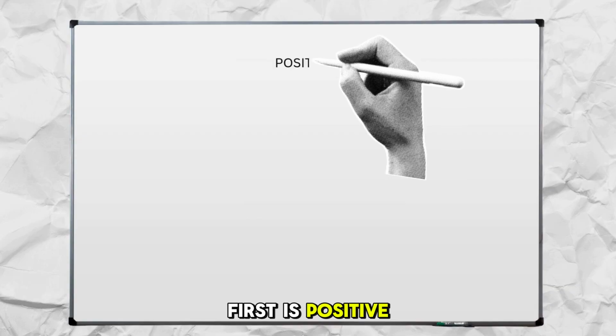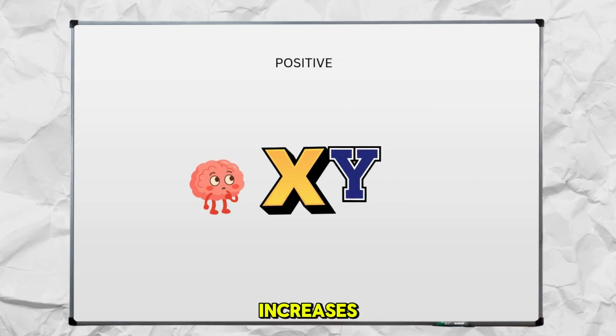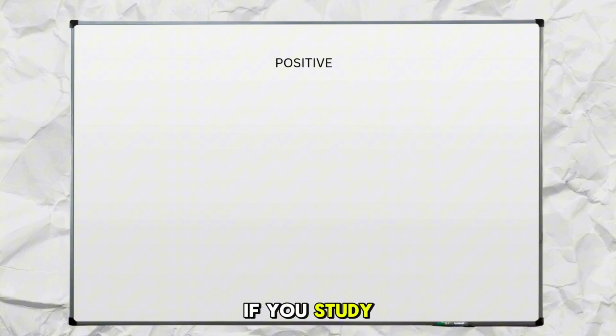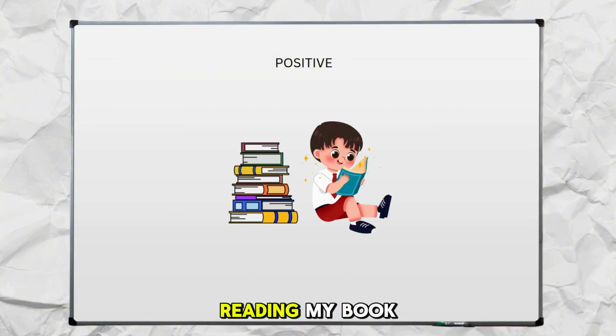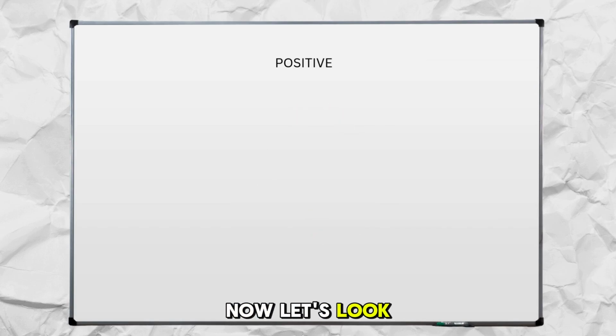First is positive, and positive, simple as it sounds: as x increases, y increases. Think about it as time studied and its relationship to test score. If I spend more time reading my book, the chances of my test score going up are higher as well. Now let's look at negative.